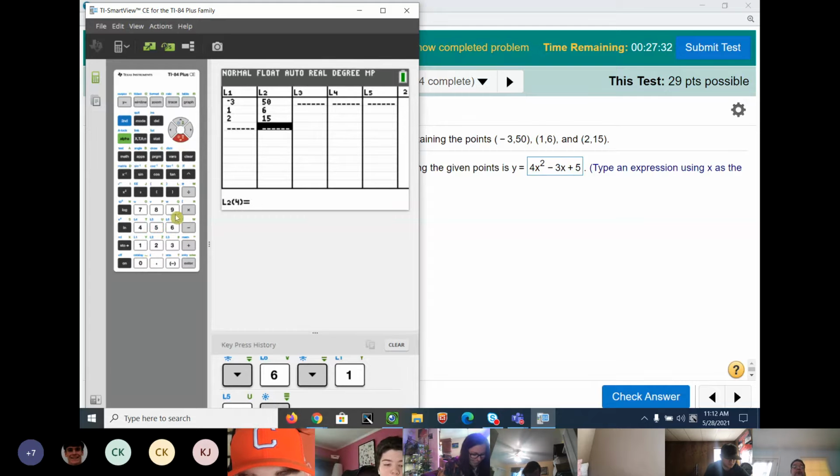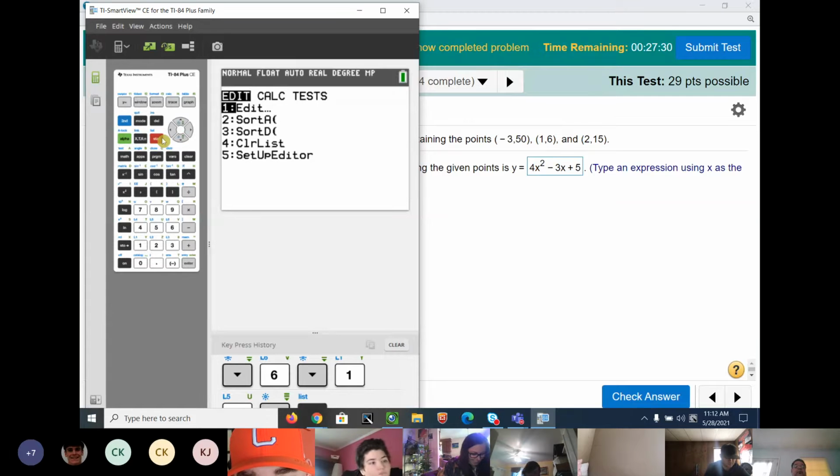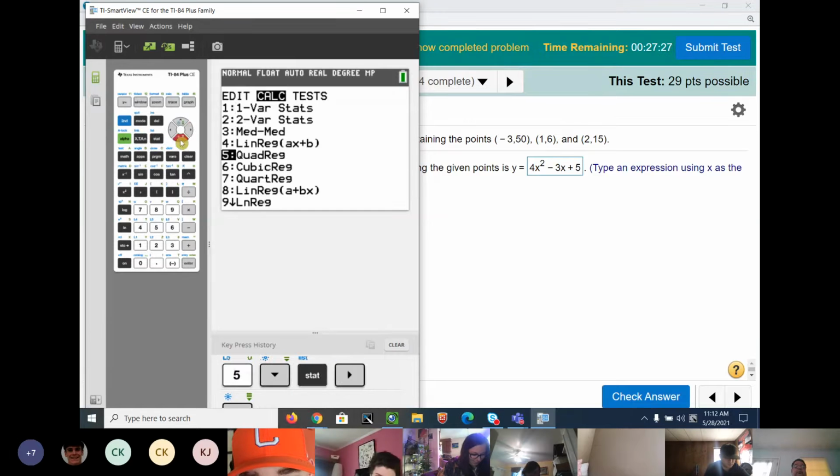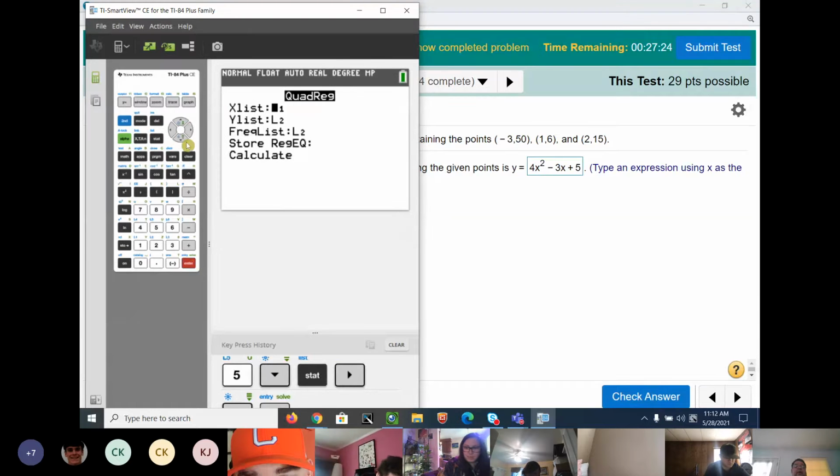And all you need to do, you don't even have to draw it. You just hit stat, calculate, quadratic regression, and take out this L2. I don't know why my L2 is there. Just take that out and hit calculate.